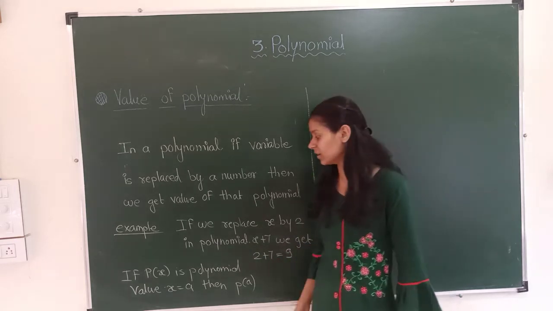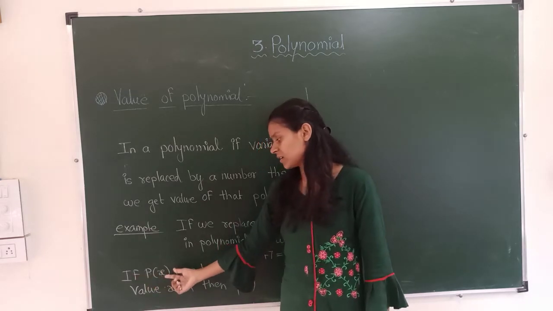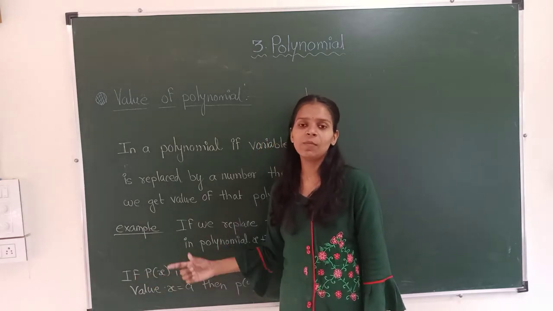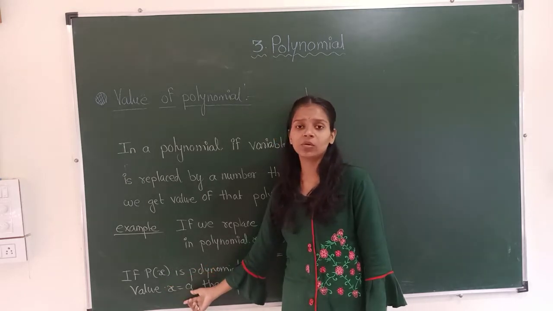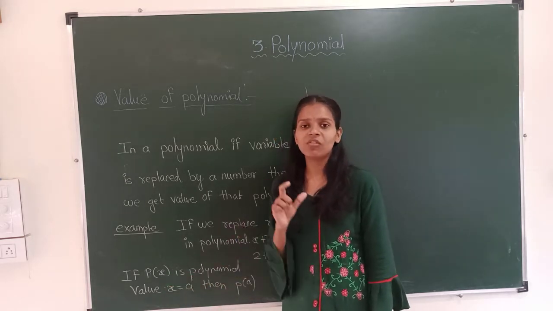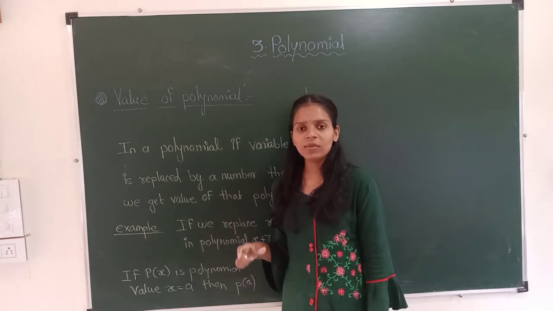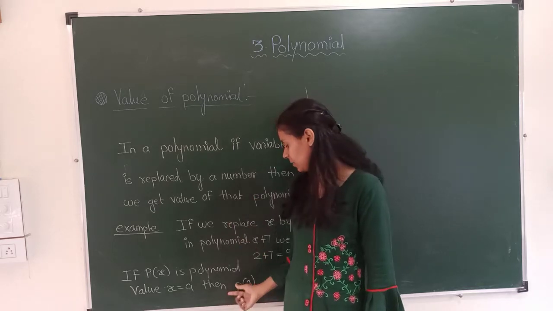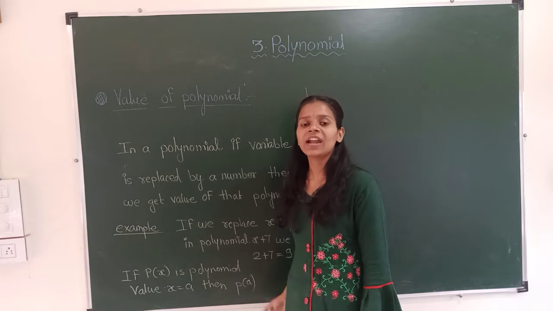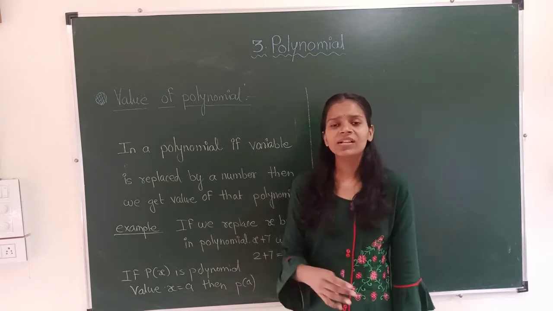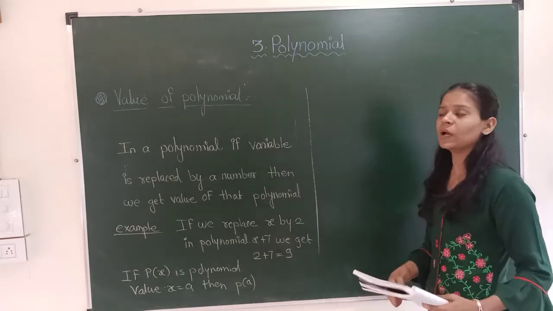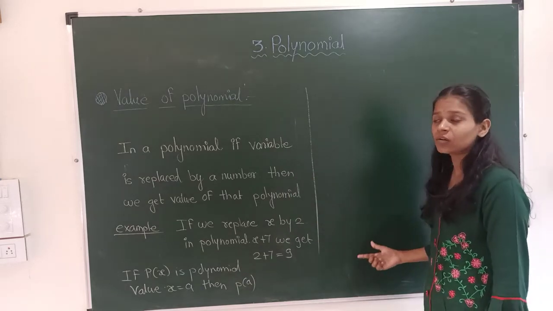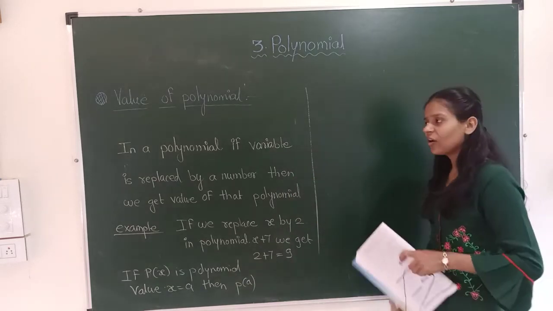In mathematical terms, how will we write it? If p of x is any polynomial, and the value of x is equal to a, then how can we write the value of the polynomial? We can write it as p of a. We will see some examples so that we understand the value of a polynomial, and the types of examples we are going to solve on this theoretical part.